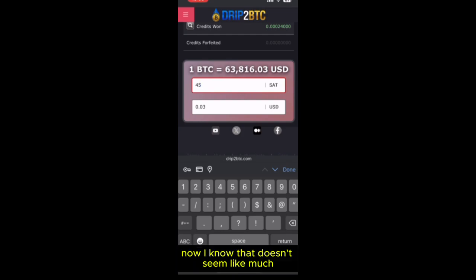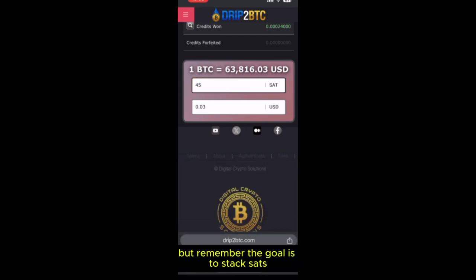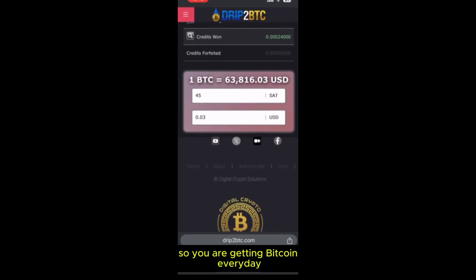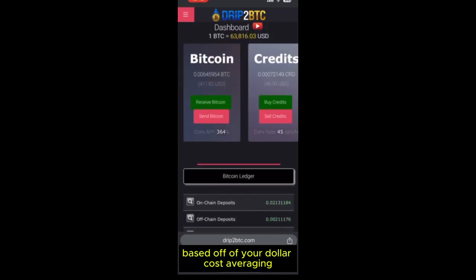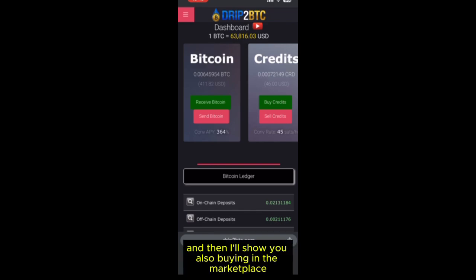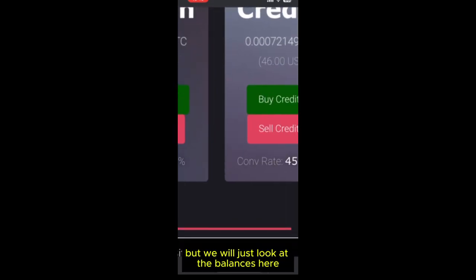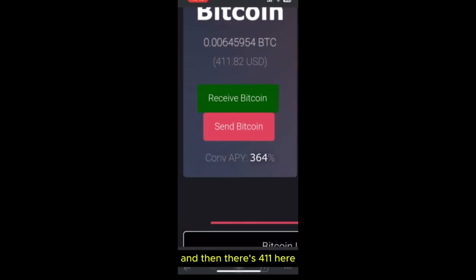Now, I know that doesn't seem like much, and you're right, it's not. You can't retire off of that. But remember, the goal is to stack sats. So you are getting Bitcoin every day based off of your dollar cost averaging. And then I'll show you also buying in the marketplace. But we will just look at the balances here. So right now it's $46 there, and then there's 411 here.